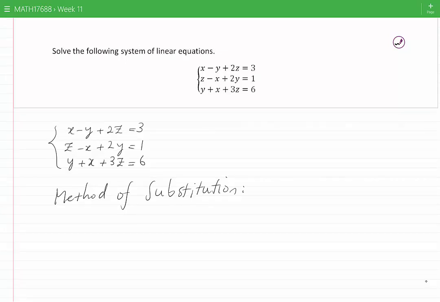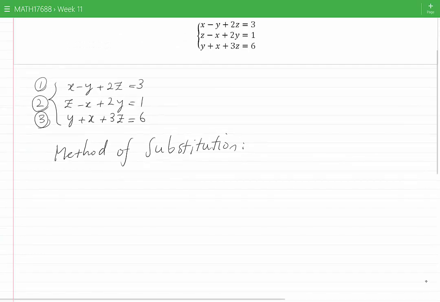Choose any of the equations and isolate any variable you would like in that particular equation. Let me number my equations. Equation 1, equation 2, and equation 3. This is the first stage of the problem. I have 3 equations and I have 3 unknowns. I can choose any of the equations and I can isolate any of the variables.